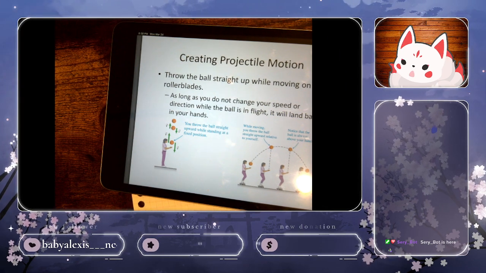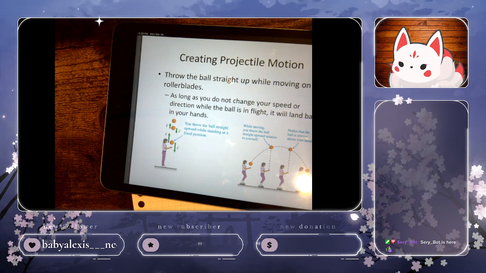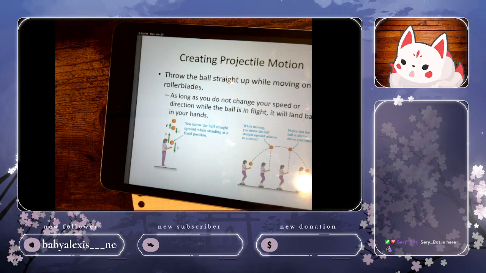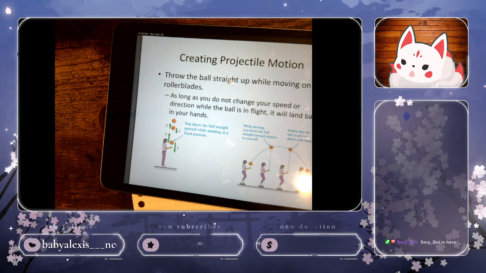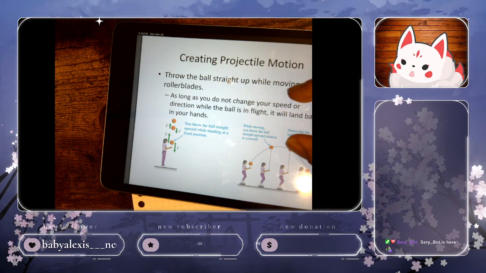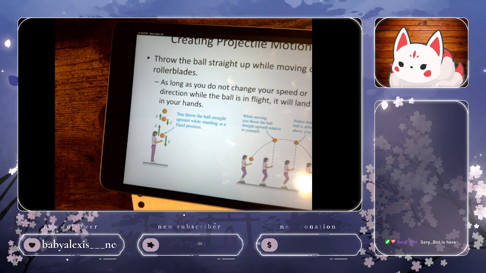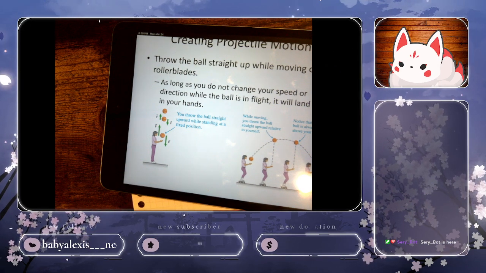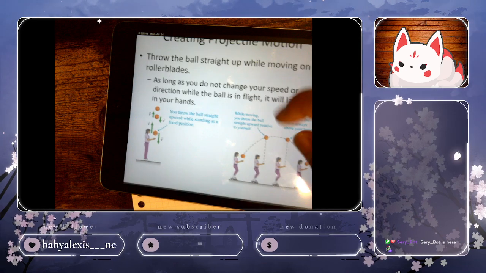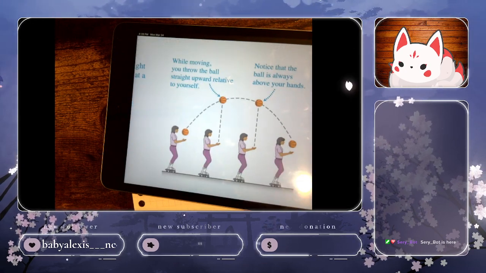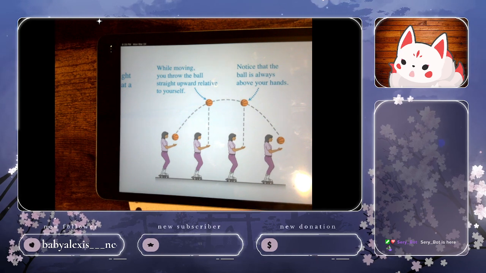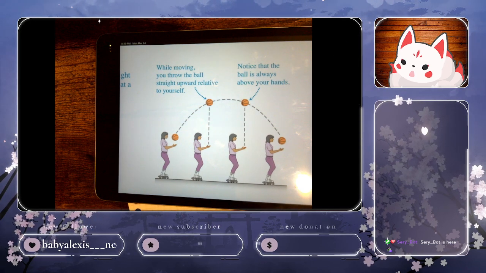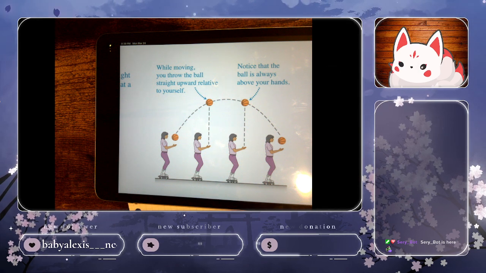Throw a ball straight up while moving on rollerblades. As long as you do not change your speed or direction while the ball is in flight, it will land back in your hands. They're just saying there's no change in Vx. While moving, you throw your ball straight up relative to yourself. Notice that the ball is always above your head.